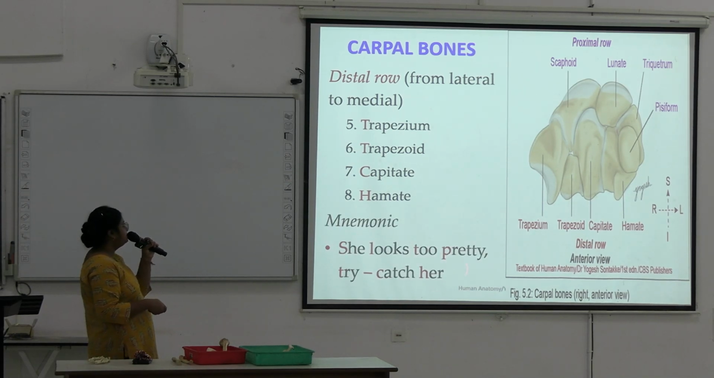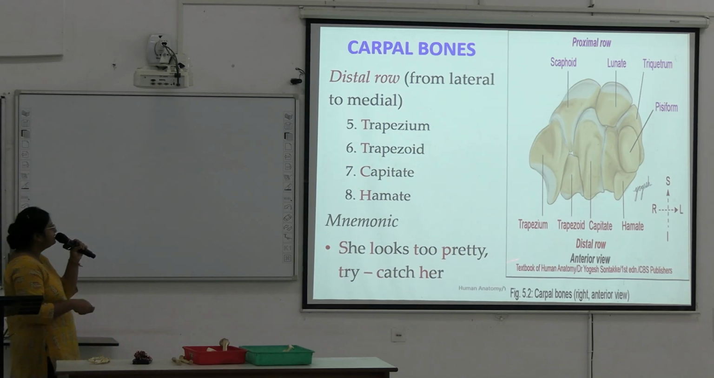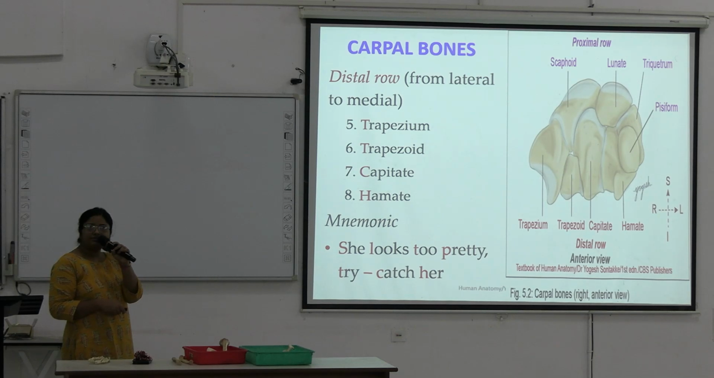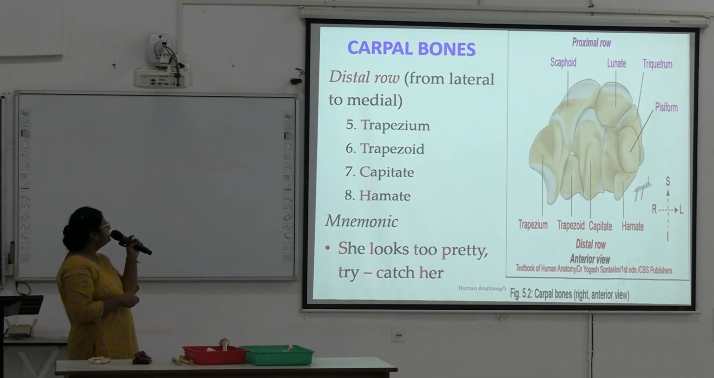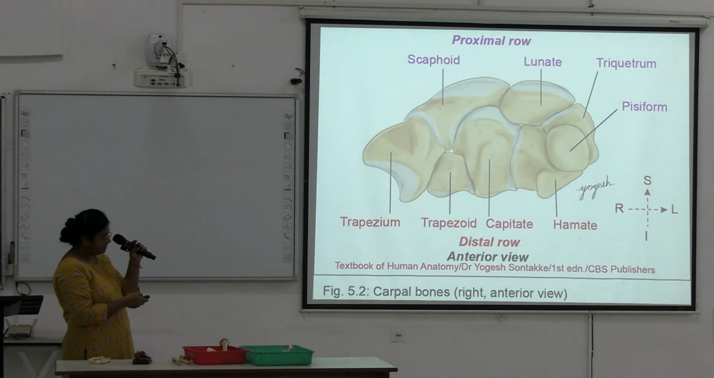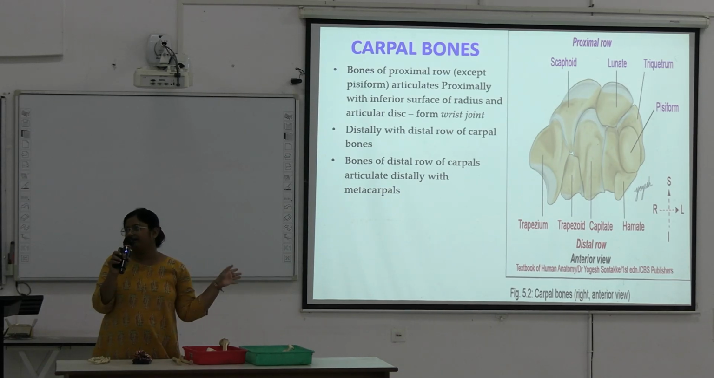You can remember via this mnemonic: She looks too pretty, try to catch her. So S is scaphoid, L is lunate, T is triquetrum and P is pisiform. Then trapezium and trapezoid, C is capitate, H is hamate. So you can remember this mnemonic. This is very frequently asked in your viva: name the carpal bones, proximal and distal row, and name from lateral to medial. Understood?